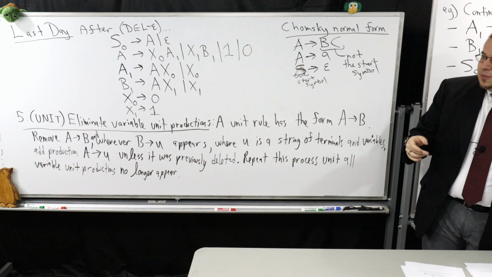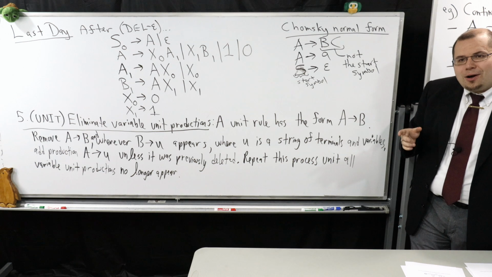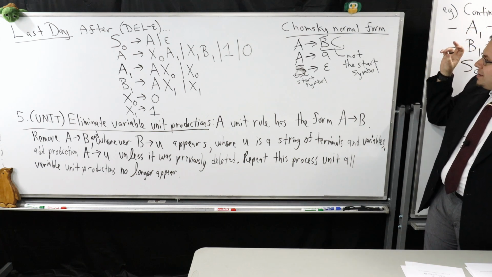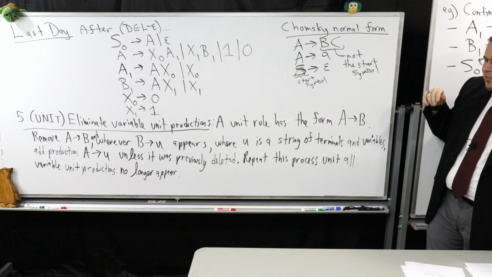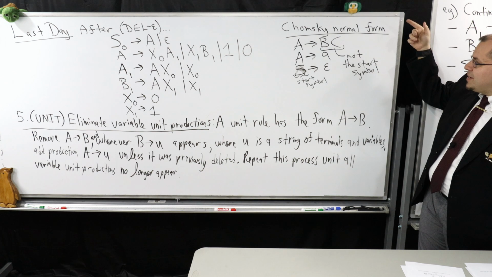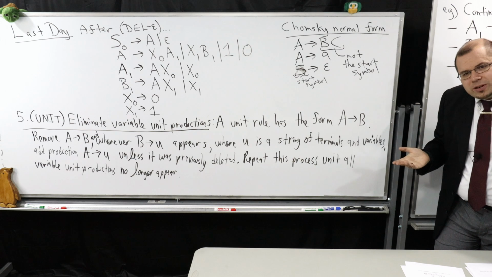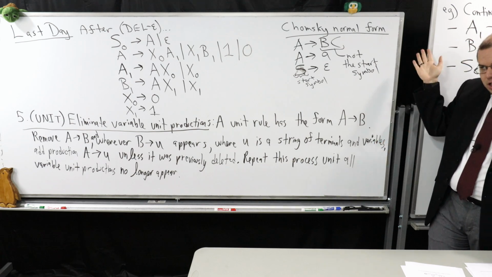So today I'm going to be first picking up where I left off last day. Last day I was showing you how we can take any old context-free grammar and turn it into something called Chomsky normal form. So our goal was to take any arbitrary context-free grammar and put it into the so-called Chomsky normal form.